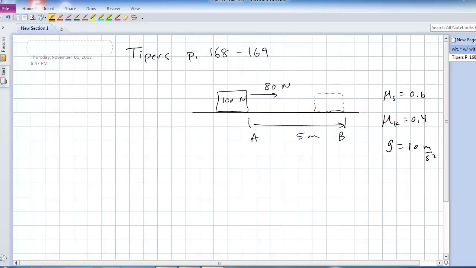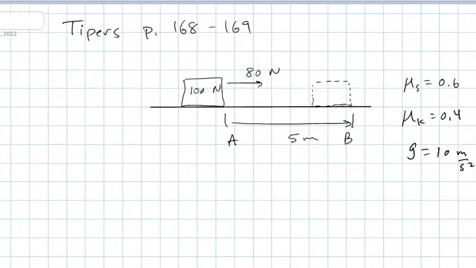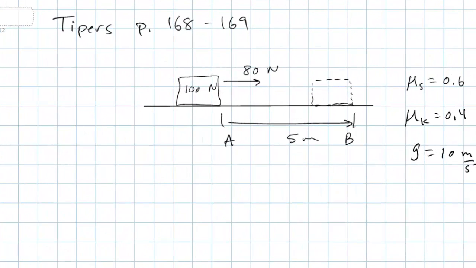Using work and energy to solve a problem. Tipler's page 168 has a block sliding across a surface. There's friction. Basically, the block starts from rest, and we're pulling with a force of 80 newtons. Let's see, first of all, if the block will start moving. It's always good to check that.